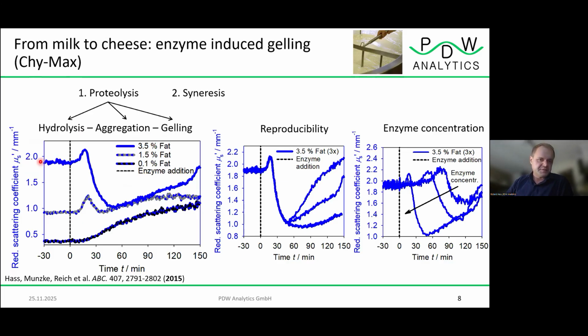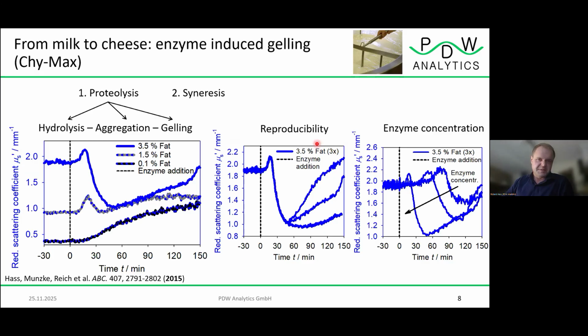And what you see, first of all, is of course the scattering of these three types of milk is very different due to the amount of scatterer. And then when the enzyme is added, you can see an ongoing process. Interestingly, for the milks containing significant fat amount, we have this peak in the scattering, then scattering goes down and then it goes up again.